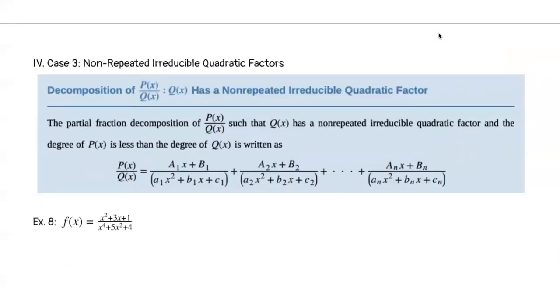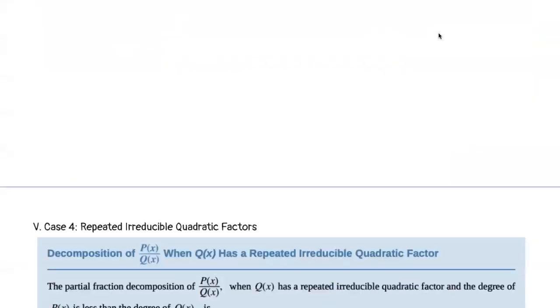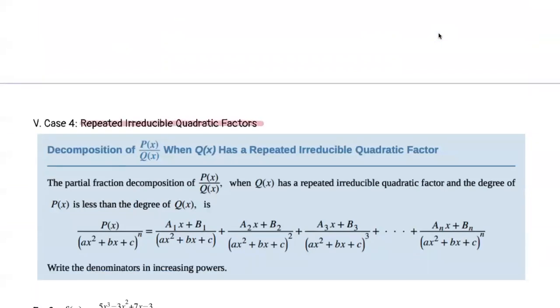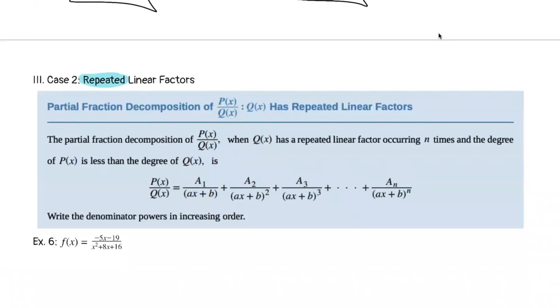And then the last 2 cases we're going to take a look at are going to have non-repeated irreducible quadratic factors as one. And then for case 4, we'll take a look at repeated irreducible quadratic factors. Okay, so some of this language we've seen before, and I kind of purposely brought it up earlier because I wanted us to be familiar with the phrase, not just a quadratic factor, but that word irreducible. Okay. So let's get back to case number 2, where we have the repeated factors.